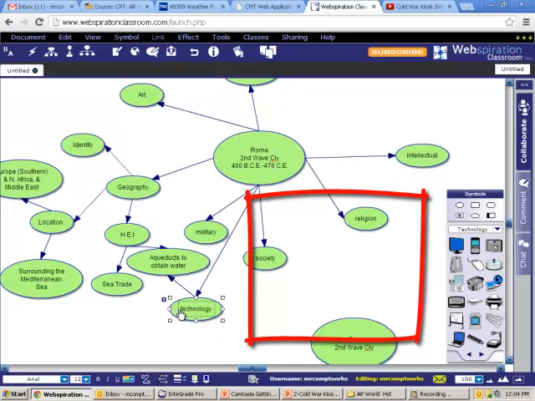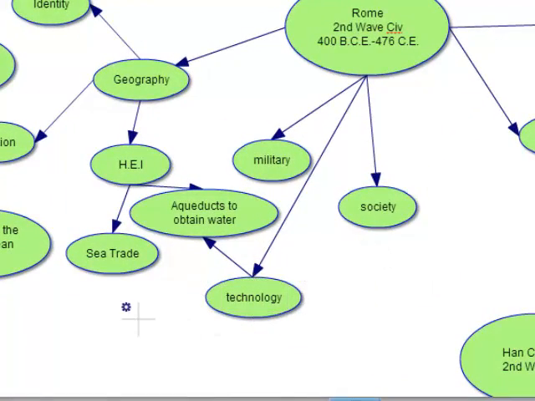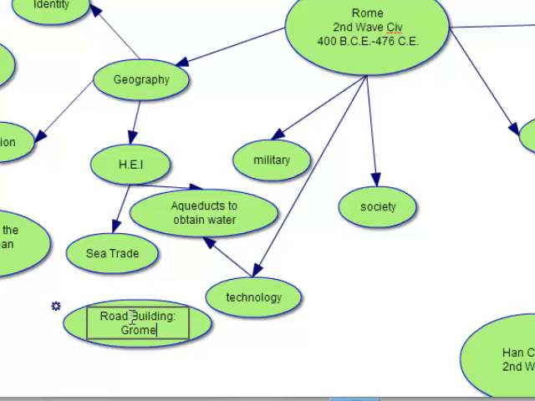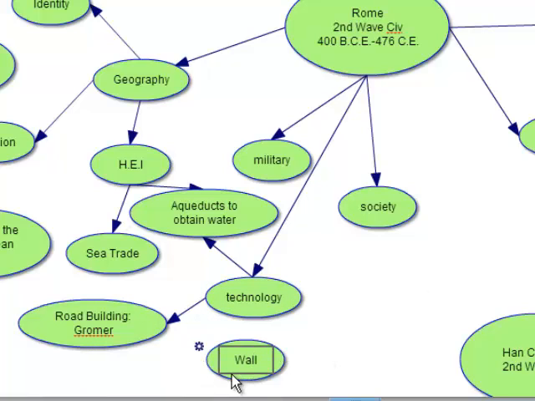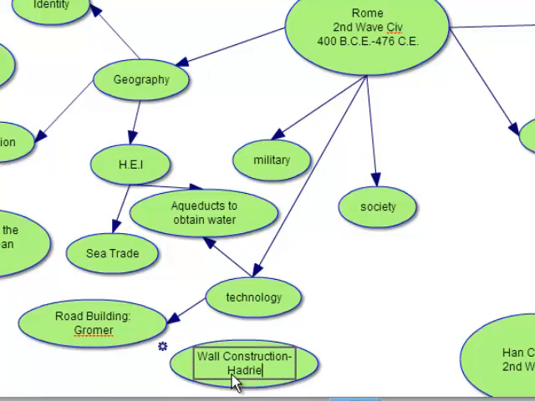Within the technology, other examples could potentially have been road building. I know that they used the thing called the groma. Other technological innovations: the building of walls, siege equipment, wall construction. Specifically, you could point out Hadrian's Wall, which was in Britannia. Hadrian's Wall.